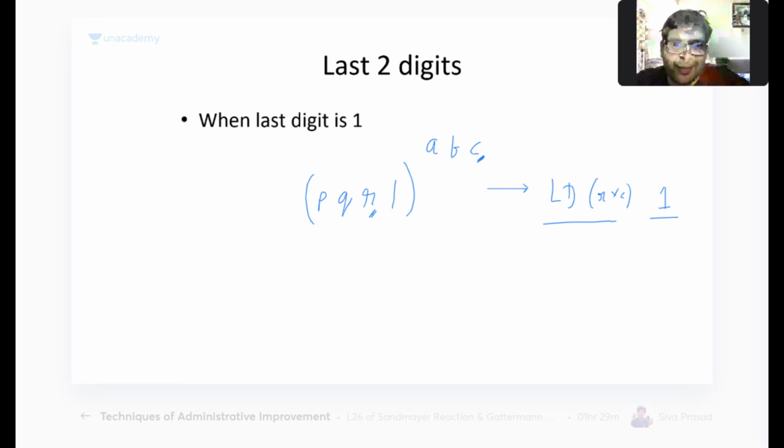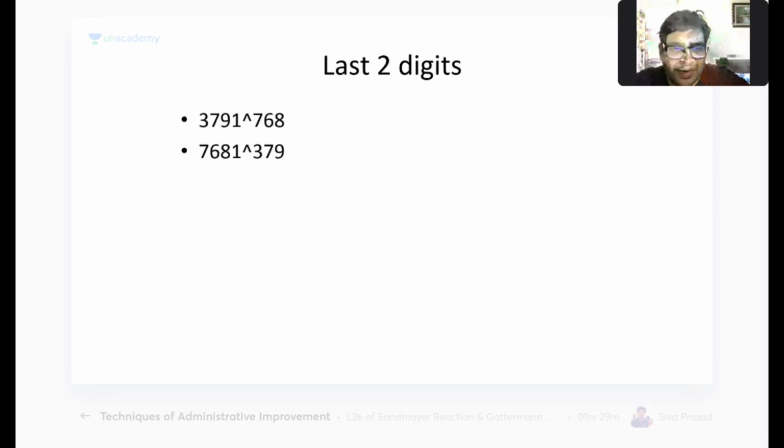So this is what your answer is going to be. Why it is going to be that, I will discuss it shortly, but this is how you are going to get the answer. So say, for example, you have 3791 to the power of 768. Can you now tell me what will be the last two digits for this? 21. Saloni is absolutely right. Why will it be that? Because 9 into 8 is 72. 72's last digit is 2. So I get 2, 1.